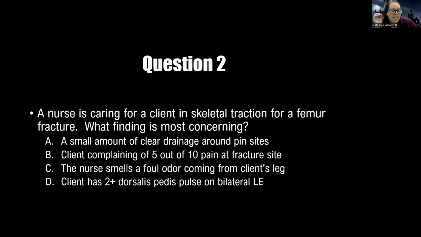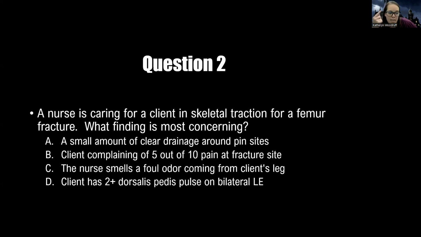The next one says the client is complaining of 5 out of 10 pain at the fracture site. Well, 5 out of 10, that's not incredibly severe. It's maybe something I might want to look into. But again, I don't know if it's the most concerning thing. I have to keep going. The nurse smells a foul odor coming from the client's leg.